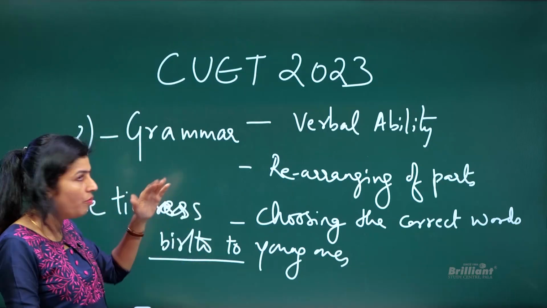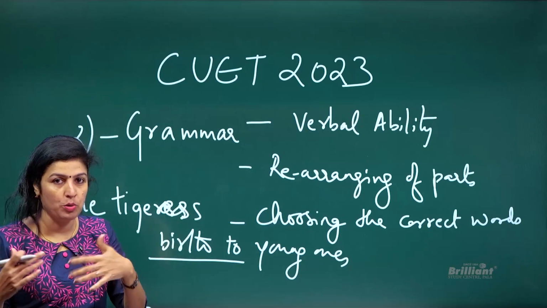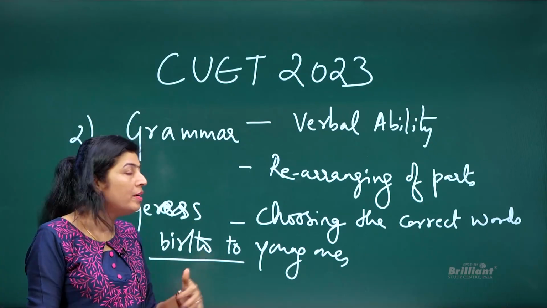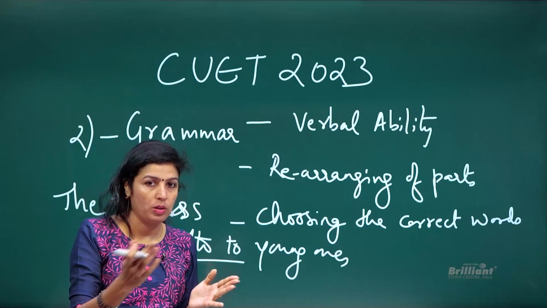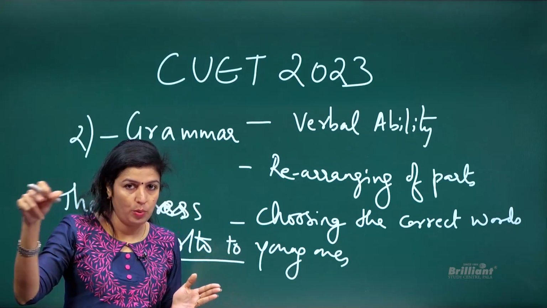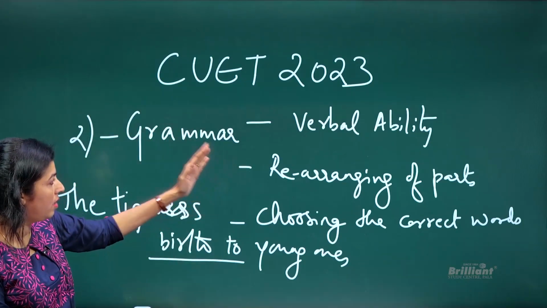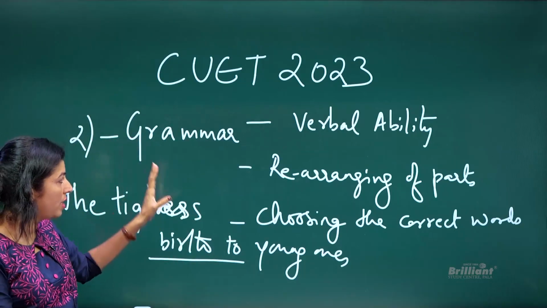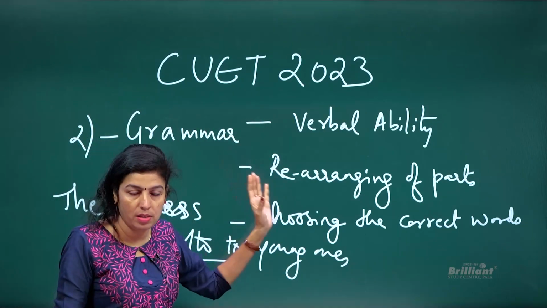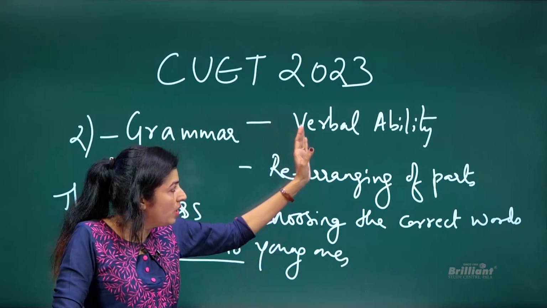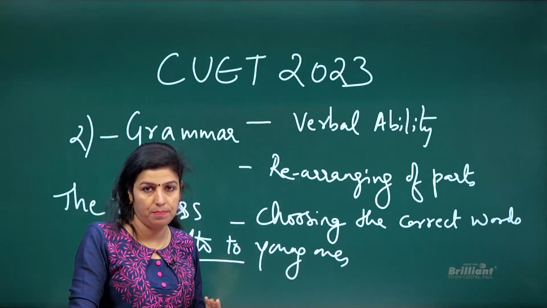Okay, so what was the first one? Reading comprehension. Okay, so I'm just trying to make you recollect those things which we have done right now. So first is reading comprehension, where we talked about 3 types of passages with 10 questions each, so more weightage was given to it. And then the second item in the syllabus is all based on grammar, and that itself has got subunits. Those grammar questions will be based on verbal ability, rearranging of parts, choosing the correct words.